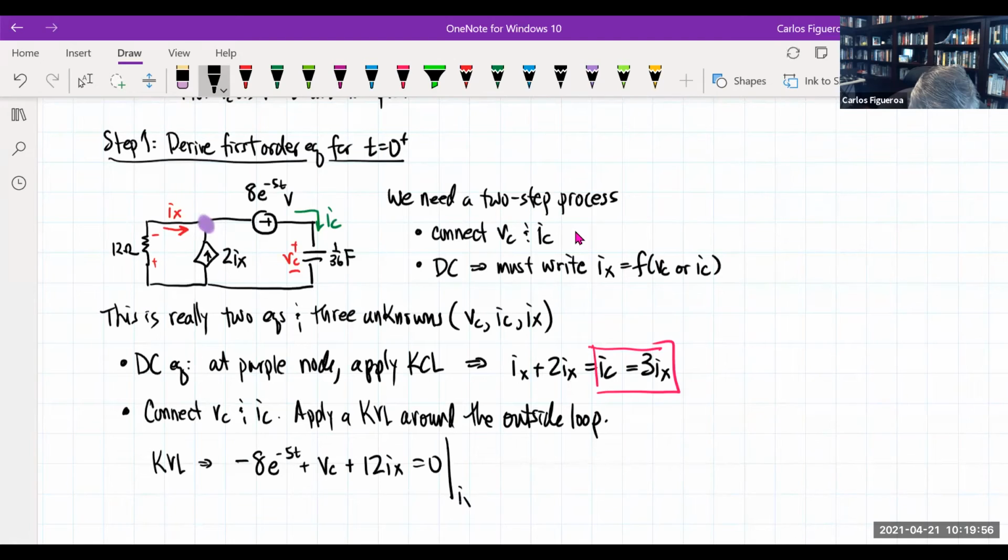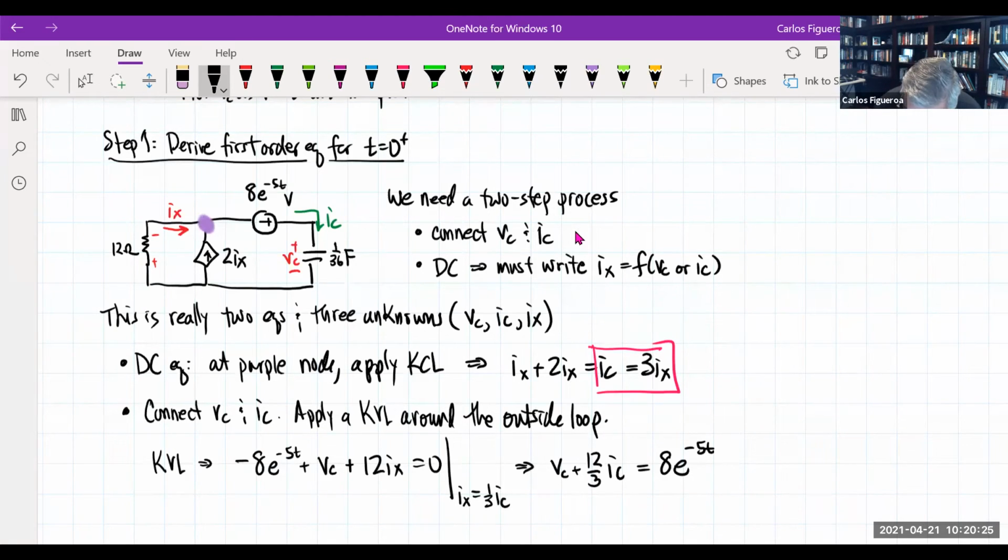But IX is going to be what? 1/3 IC, from my DC condition here. So I'm going to plug this back into here, and this is what I'm going to get. What you're seeing here is that I'm going to get VC plus 12 over 3 IC must be 8e to the minus 5t. Look how I connected them now.